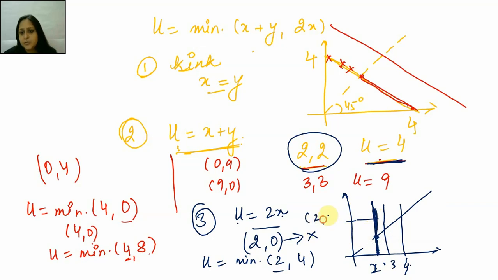So let's take a point like 2, 3 and put it back in the curve. 2 plus 3, 5, comma 2 into 2, 4. Minimum of 5, 4 is 4, which means this part is actually lying on the same IC, right? So my curve becomes what? My curves become this and this. And this is how my min function is taken care of.